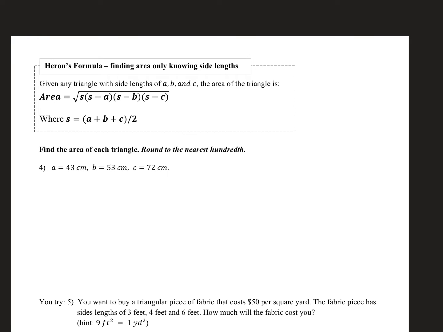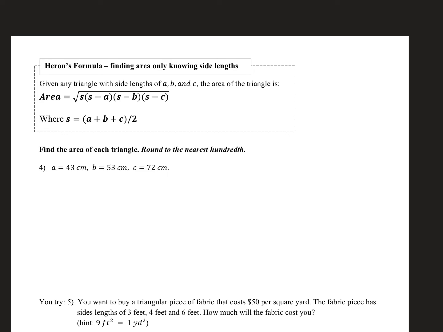All right, the last little bit here, it's just another area formula, just kind of like the last one that we did for 3-4 when we did law of sines, but this time it's if we only know the side lengths, we can find the area. The last one we had to know one of the angle measures.